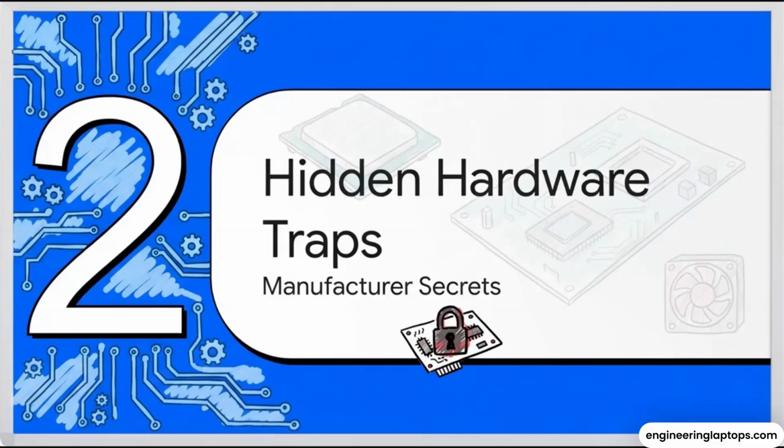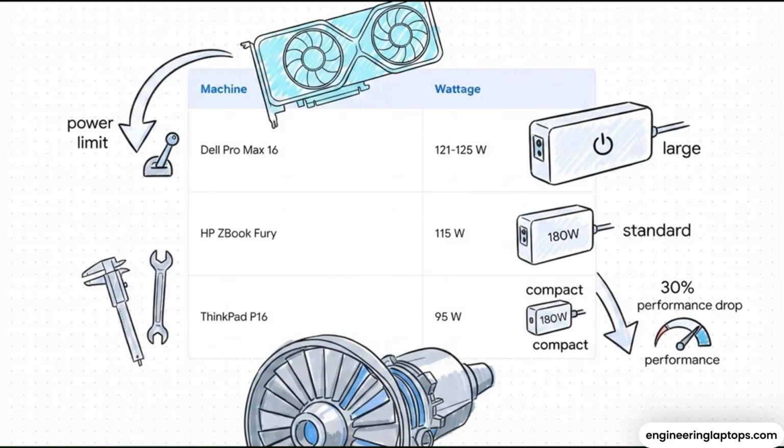Moving on to section 2, hidden hardware traps. So knowing all that, how do buyers keep getting fooled? Well, it usually comes down to hidden manufacturer traps. Manufacturers love playing games with power limits, and this brilliantly illustrates the issue. Just look at the wattage drop-offs here.